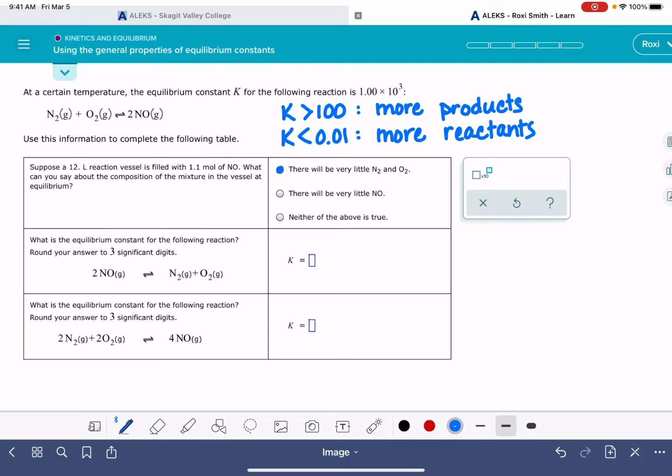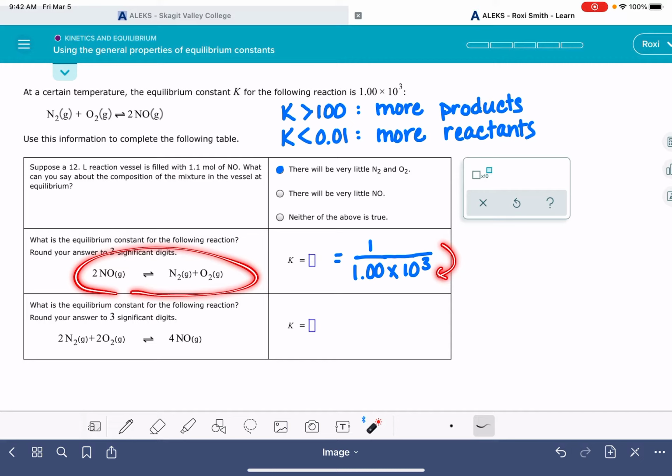When an equation is turned around, the value of K is inverted. So if K is 1 times 10 to the 3, then when we turn the reaction around, K is going to be 1 over 1 times 10 to the 3. So when we turn the reaction around, we invert the value of K. Don't enter it into ALEKS like this. We want to enter it as 0.001 or 1 times 10 to the minus 3.